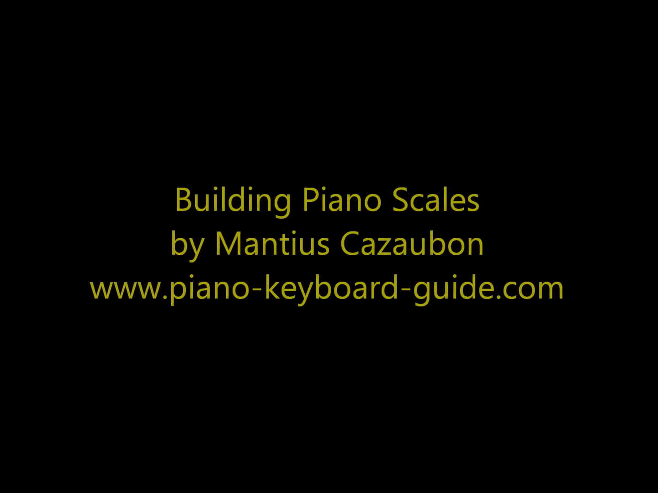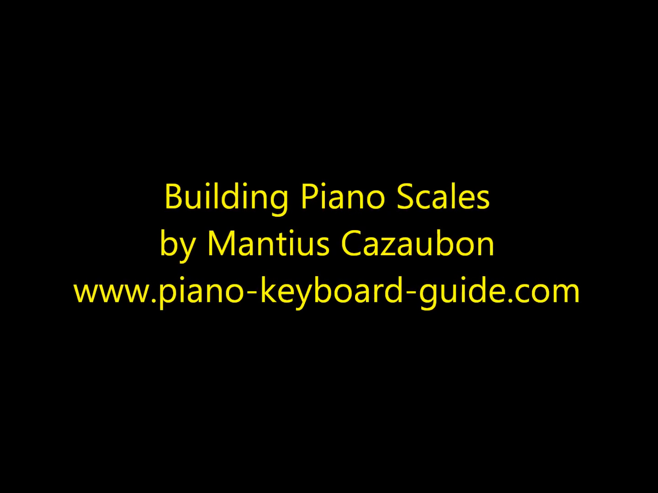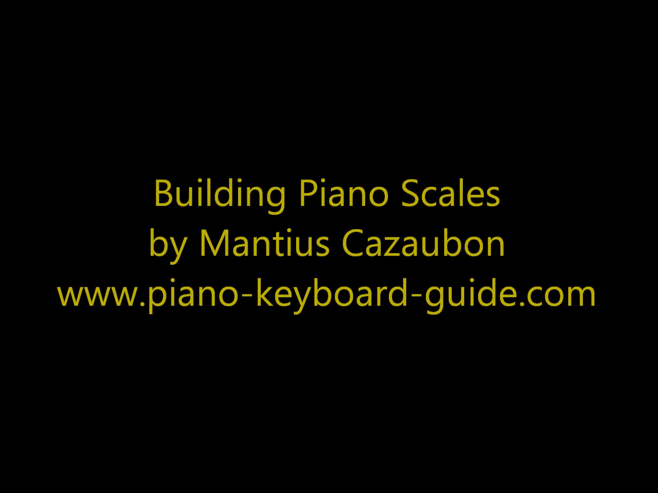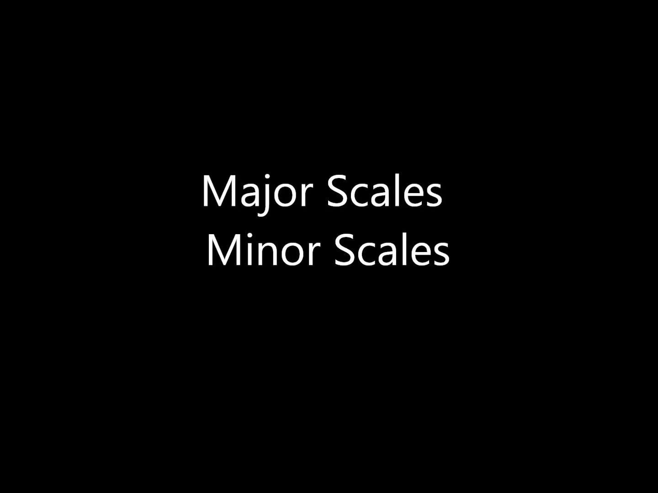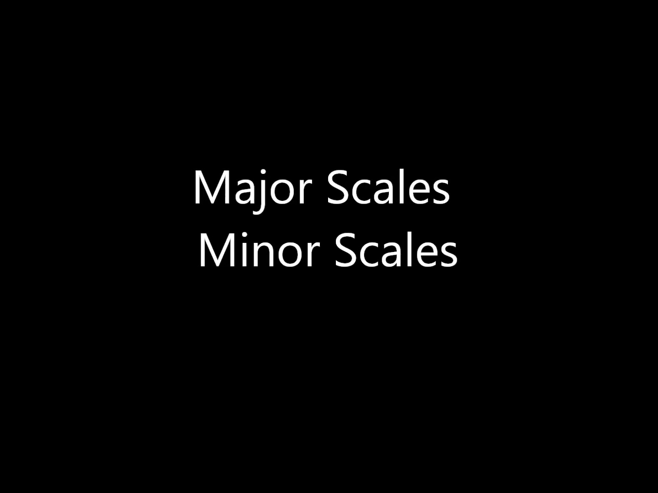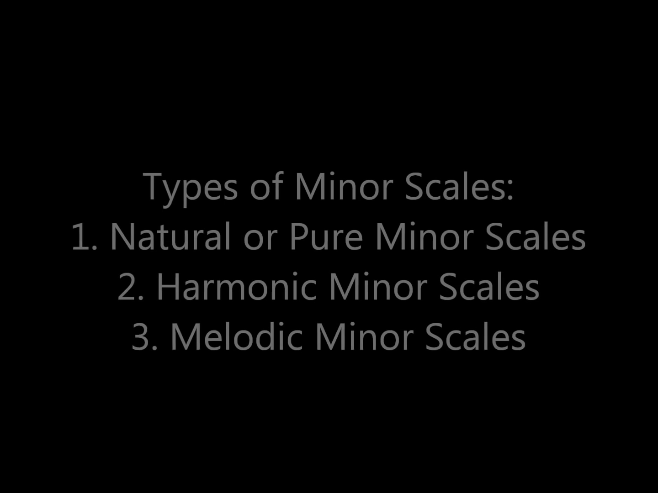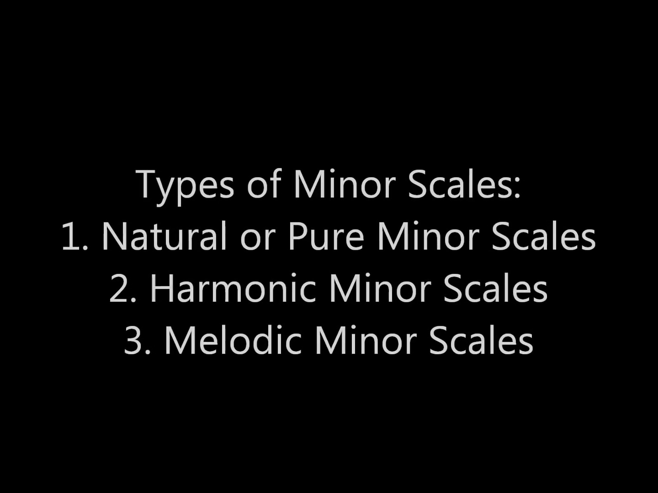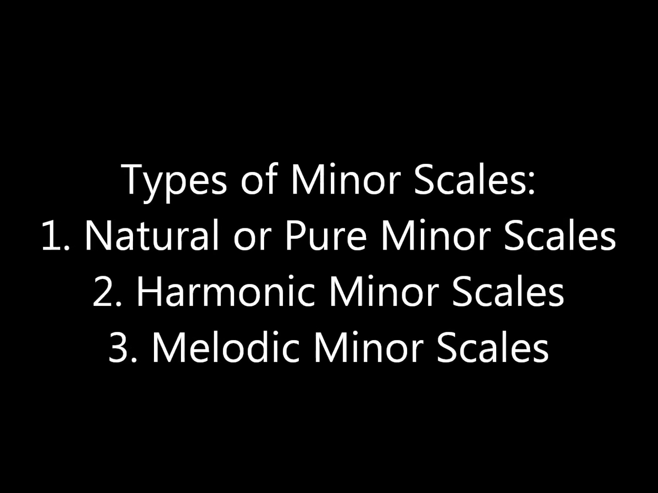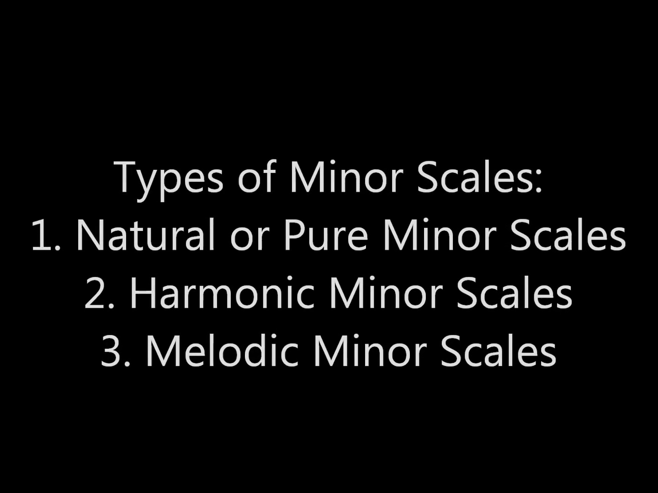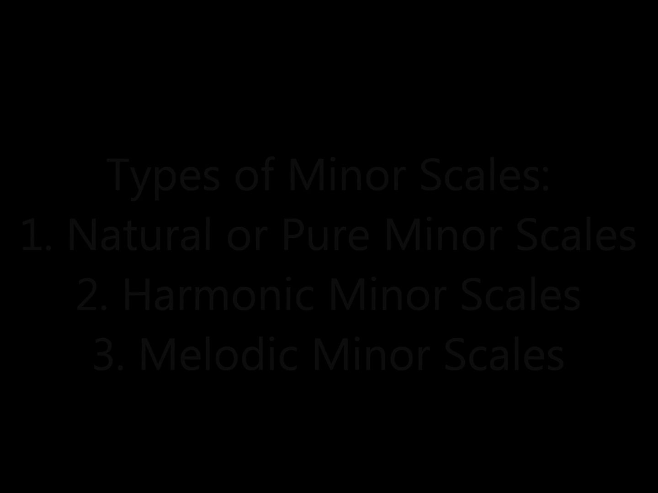In this lesson, we will learn how to build various scales on the piano. Firstly, we will learn major and minor scales. There are different types of minor scales. They include natural or pure minor scales, harmonic minor scales, and melodic minor scales. Lastly, we will learn how to form what is known as chromatic scales.